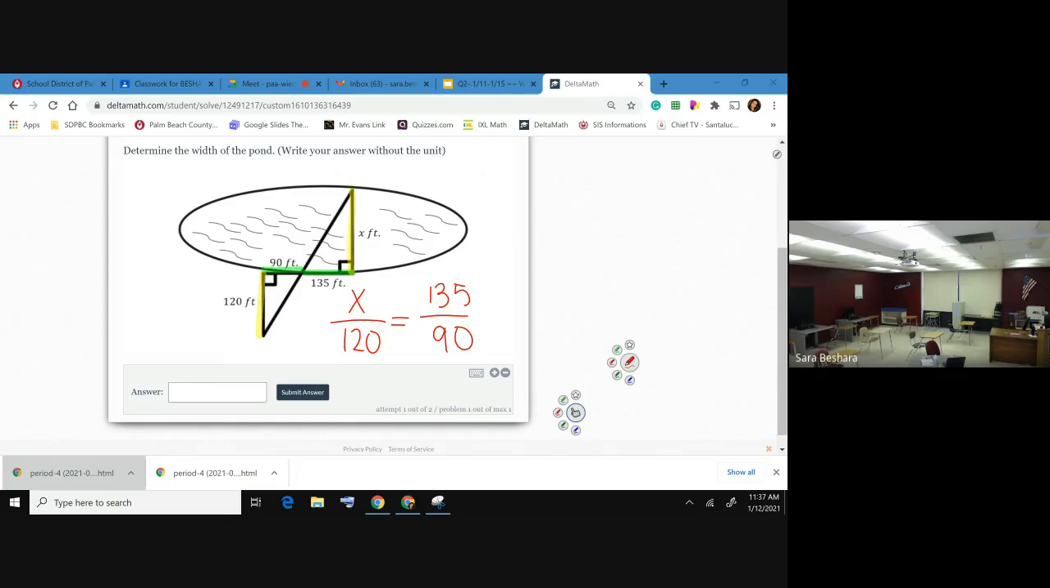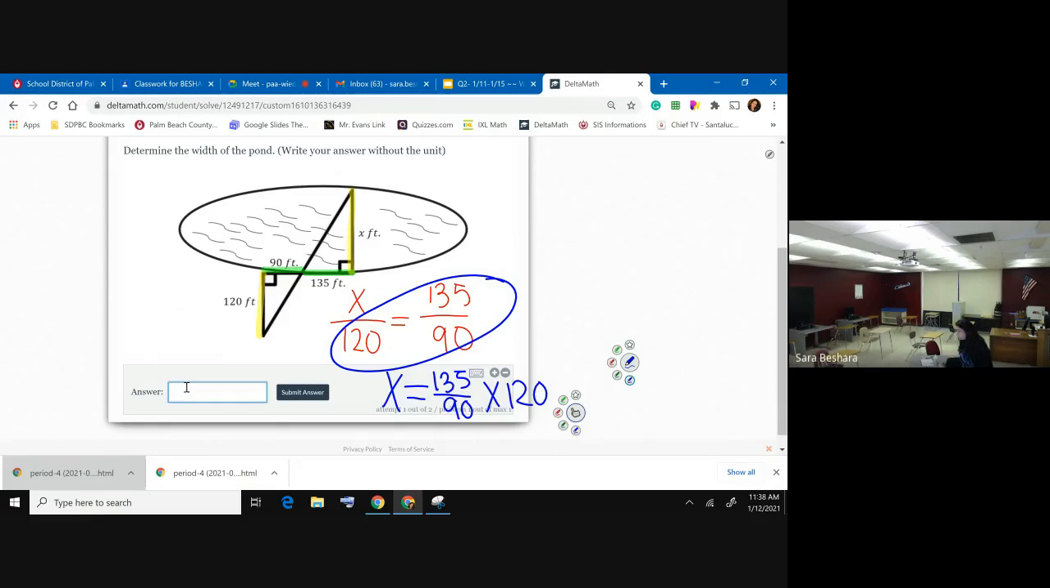Since the X is on the top, multiply these two. So I do X equals 135 over 90 times 120. Divide this, then multiply by the 120. The answer should be 180. 180.